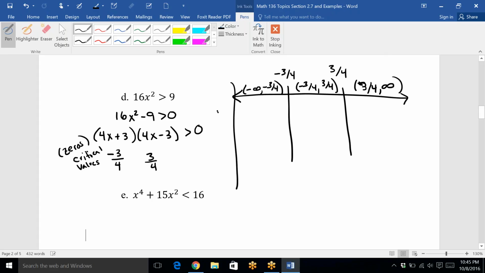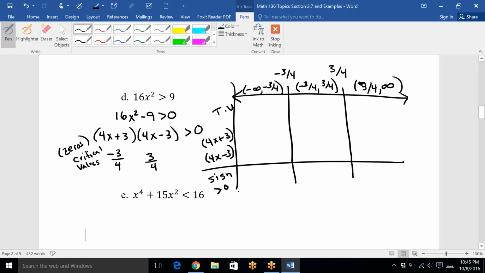Once you've got your intervals set up, you pick test values, and then you consider how each of the test value numbers you pick affects the sign of each factor. Then to take care of the fact that it is being multiplied together, we will look for what's called the overall sign, and we want that to be greater than 0. So let's pick test values. Less than negative 3/4, I would say negative 1. Between negative 3/4 and 3/4, I would pick 0. Bigger than 3/4, I would pick positive 1.